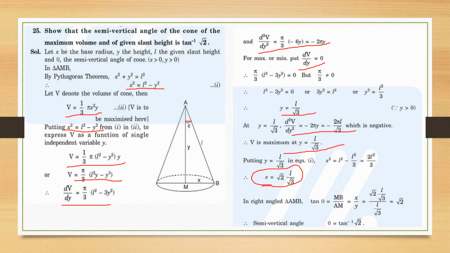Now in the right triangle, what is the value of this angle? Tan theta is perpendicular divided by base, that is x upon y. Put the values from here and here, and it turns out to be root 2. So theta is tan inverse root 2. So the semi-vertical angle is tan inverse root 2.